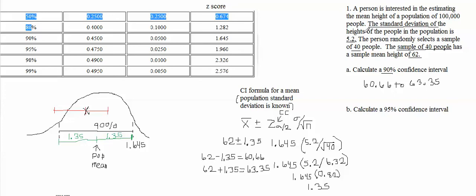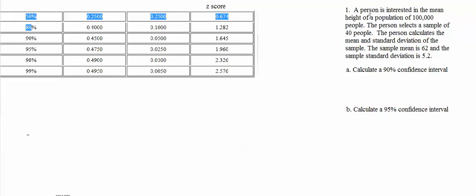I just need a second to clear this off so that I can put a new question in here. Now we have a different question. The person is still interested in estimating the mean height of the population of 100,000 people, and the person is still selecting a sample of 40 people to collect data from. But now the person doesn't know what the standard deviation of the population is. Just like how in a real research study a person wouldn't know what the population standard deviation is.